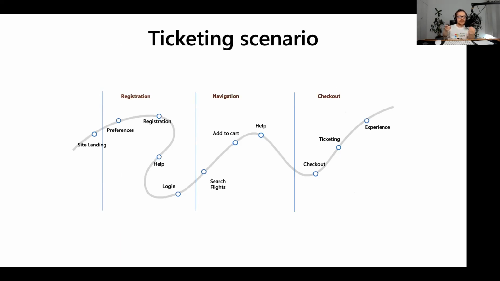The next thing in inclusive design, you define your journey management. So this is a ticketing scenario. I did this for the IATA conference for Emirates Airline. And you've got your classic ticketing journey. You've got registration, navigation, and checkout. And then in registration, you've got login, add to cart, search flights, checkout, ticketing, and then experience.